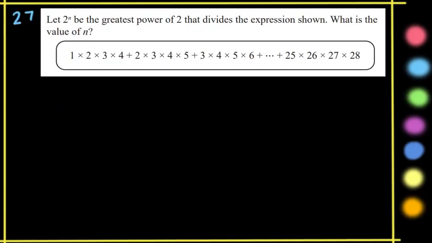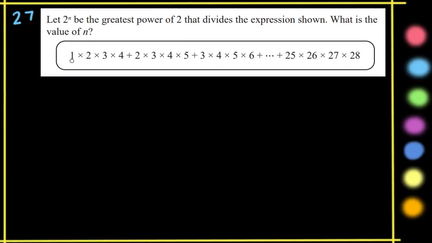All right, let's take a look at number 27. This one can be done a couple different ways. And you do have to make sure that you look carefully at this thing. It says, let 2 to the n be the greatest power of 2 that divides the expression shown. What is the value of n?